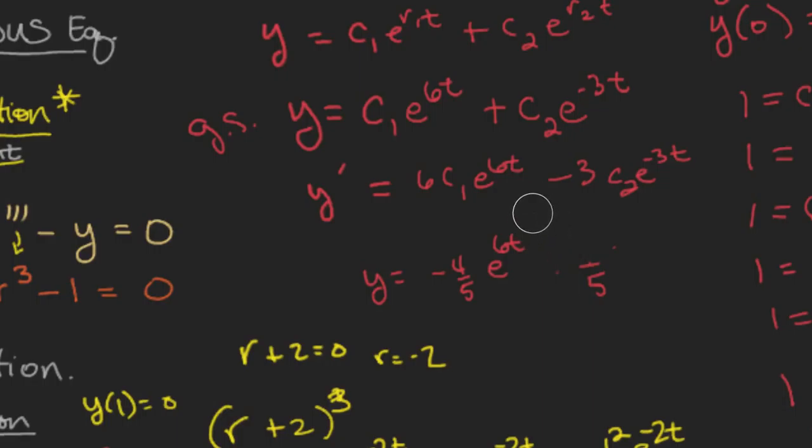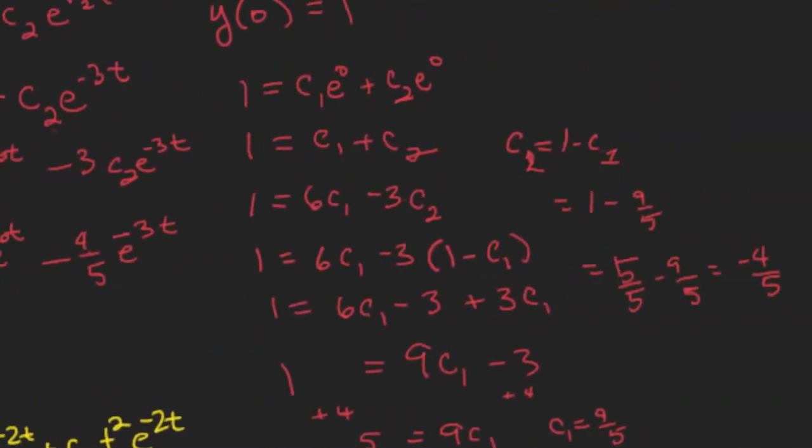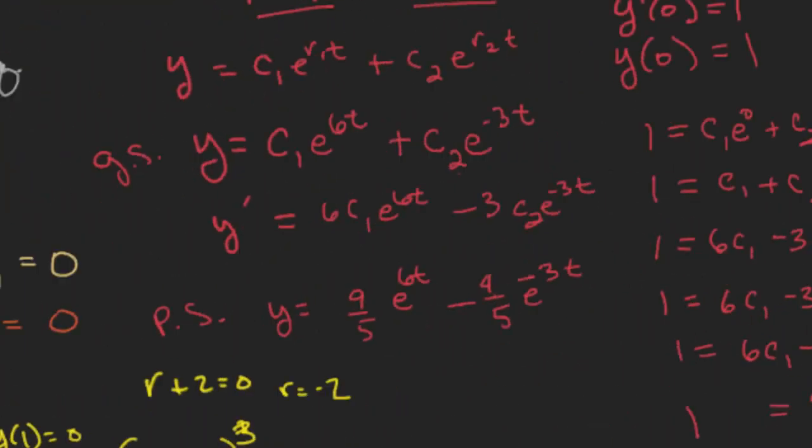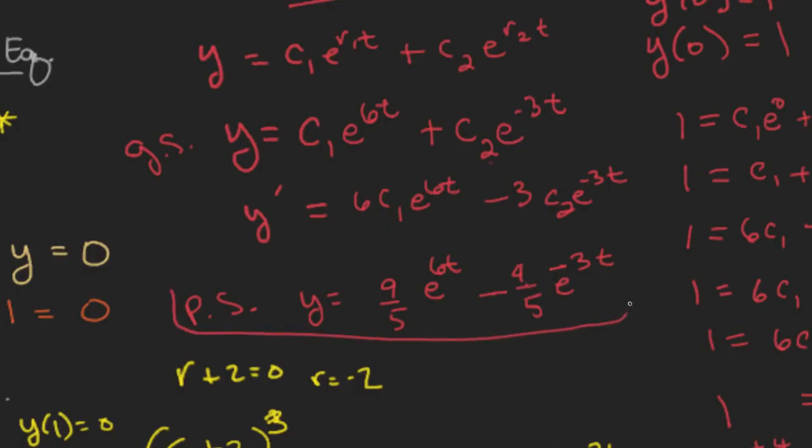Actually, yeah, it does matter, because your c1 is associated with the 6t exponent, so it would be 9/5 here, minus 4/5 there. Okay, so this would be your particular solution. It's early in the morning. Let me double check, make sure I didn't make the same mistake twice. c2 is -4/5, -4/5. All right, good. So that would be your particular solution there. That would be your general solution.